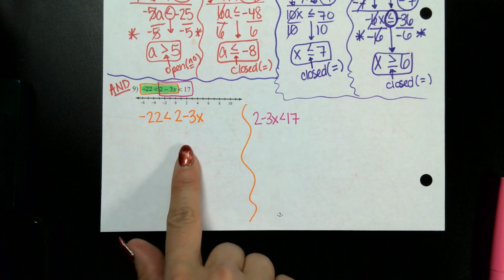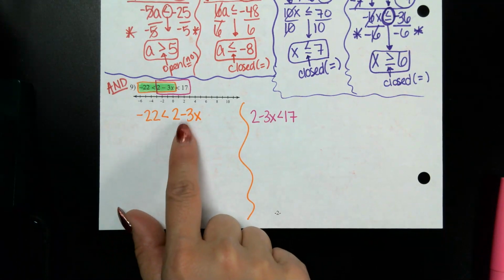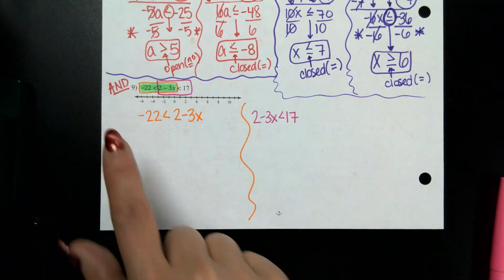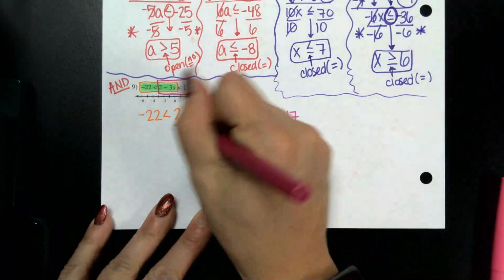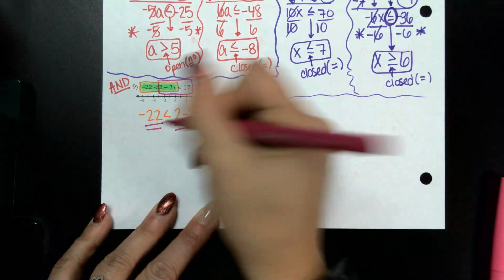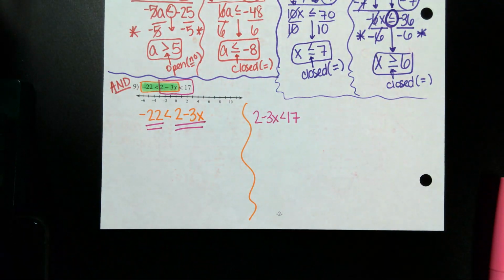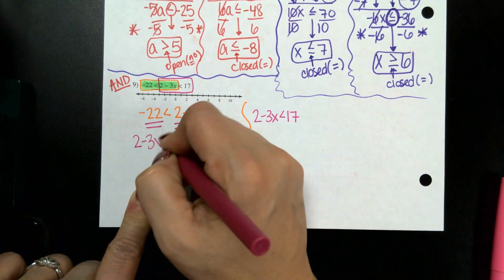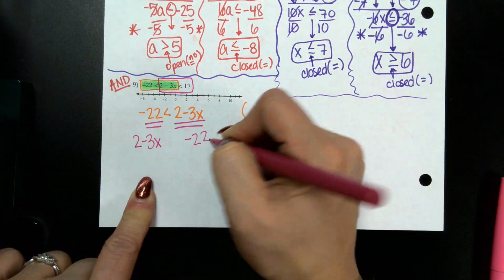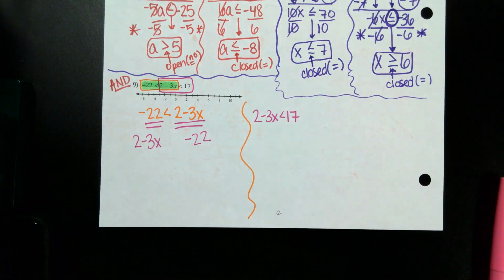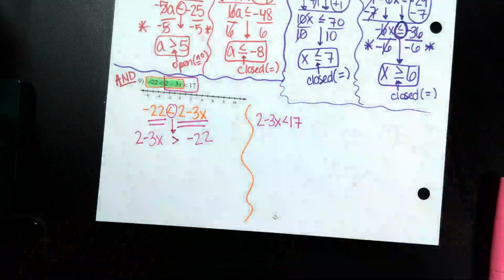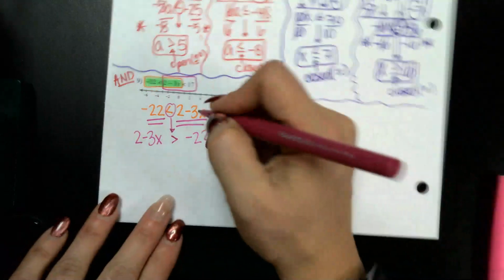I don't like how this one's written because my variable is over here on the right and I always like it on the left. So if it were me, as I showed you guys yesterday, I usually take those two sides and switch them. I put the 2 minus 3x on the left and I put the negative 22 on the right. But because I switched it around, I have to switch the symbol. So this one will have to flip around if you guys decide to flip sides like I did.